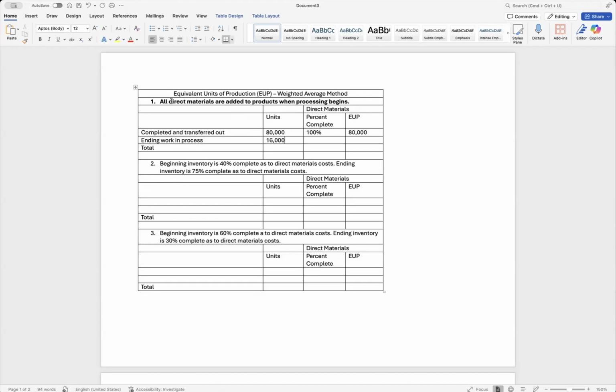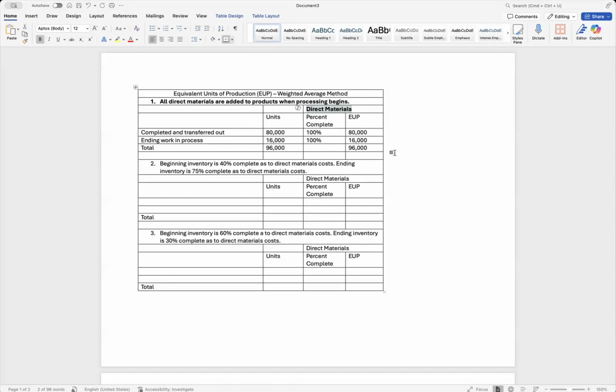So even though they were not completed and transferred out, we still began the process. And the question tells us all direct materials are added when the process begins. So the percent complete for these ones, with respect to direct materials, is 100%. And so this will be 16,000 because 100% of 16,000 is 16,000. So then your totals here would be 96,000 and the equivalent units of production would be 96,000 with respect to direct materials. Because remember, we're just looking at direct materials right now.